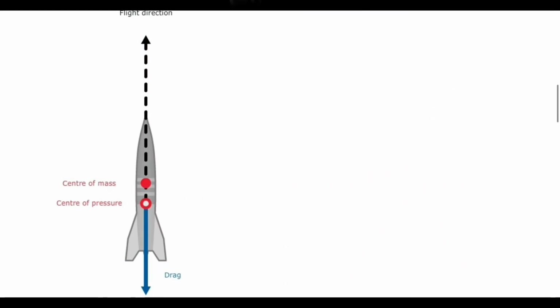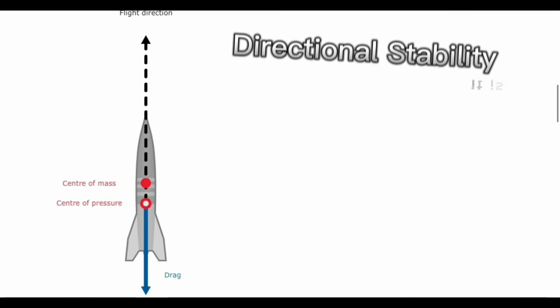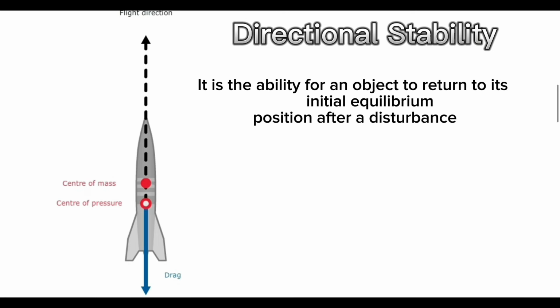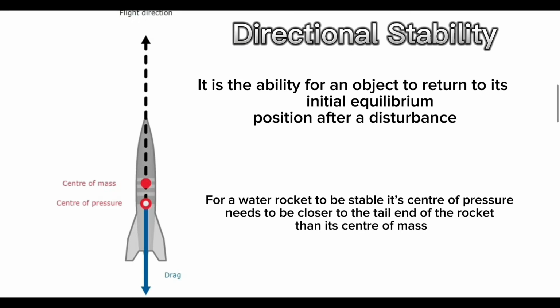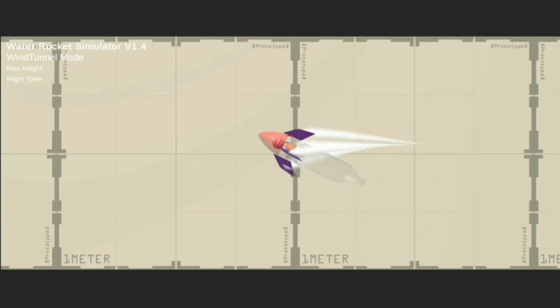The directional stability of an object is the ability to return to its initial equilibrium position after a disturbance, basically to control its direction. For a water rocket to be stable, the center of pressure needs to be closer to the tail end than the center of mass. The further up the fins are, the less stable the water rocket is.